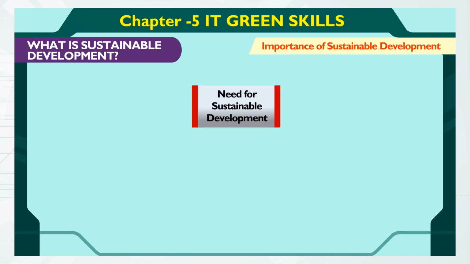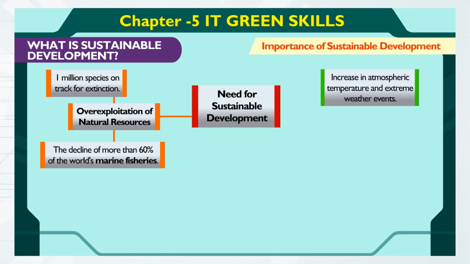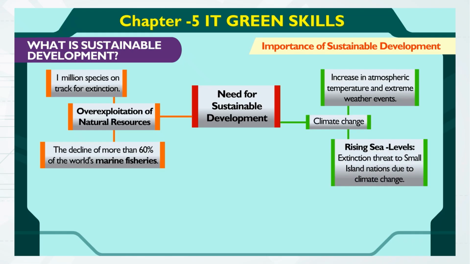Need for sustainable development. One million species on track for extinction. Overexploitation of natural resources. The decline of more than 60% of the world's marine fisheries. Increase in atmospheric temperature and extreme weather events. Climate change. Rising sea levels. Extinction threat to small island nations due to climate change.